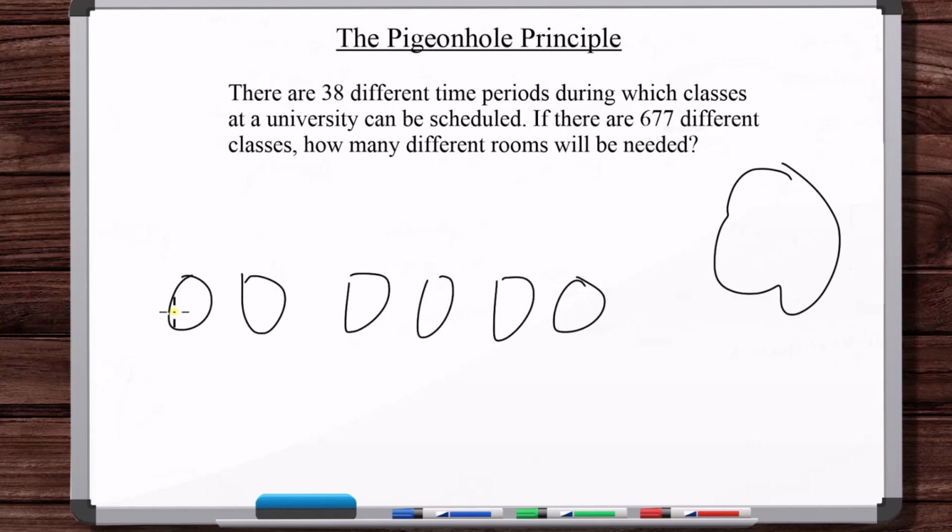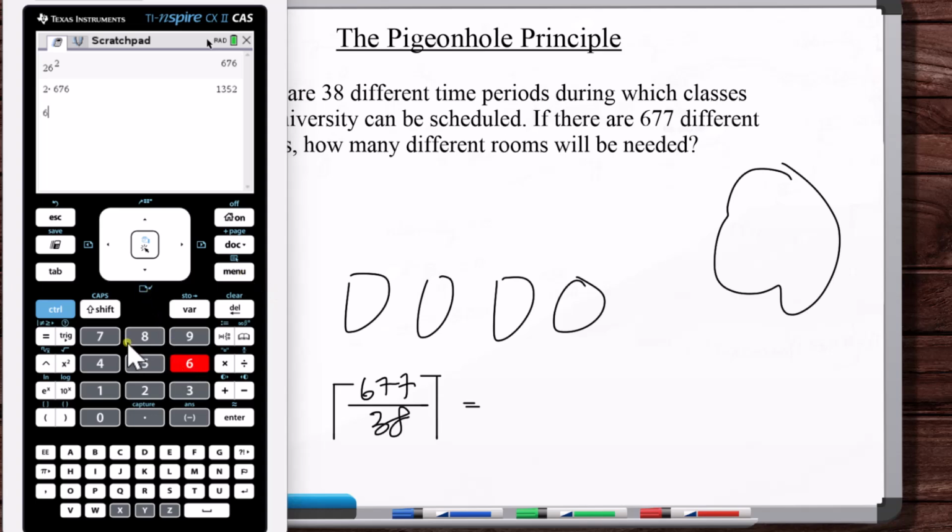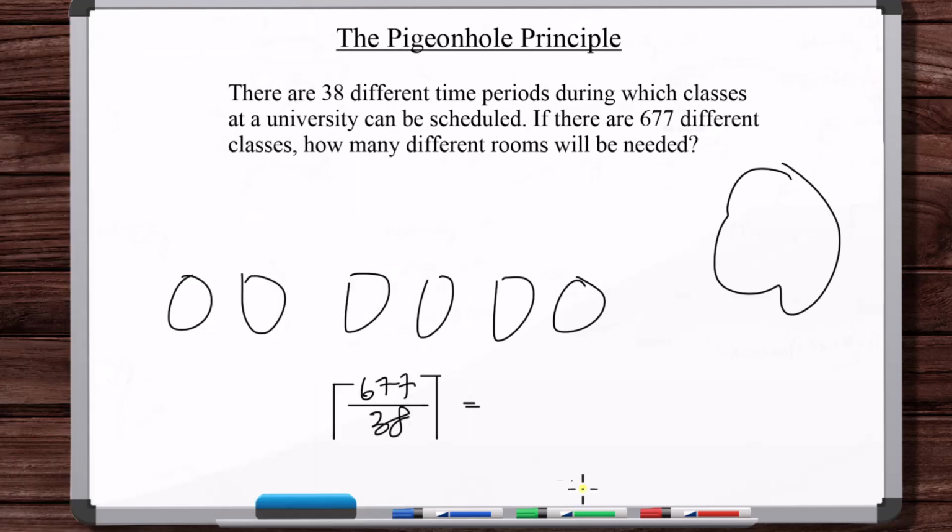So what's the minimum amount of rooms you're going to need? Well, you do 677 divided by 38, the ceiling function. We're solving for C here. So that's 18. Okay, so that's the basics of the pigeonhole principle.